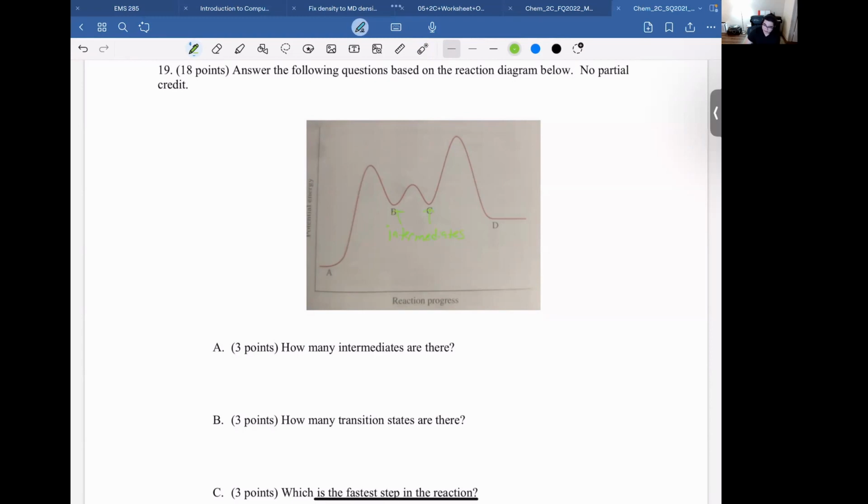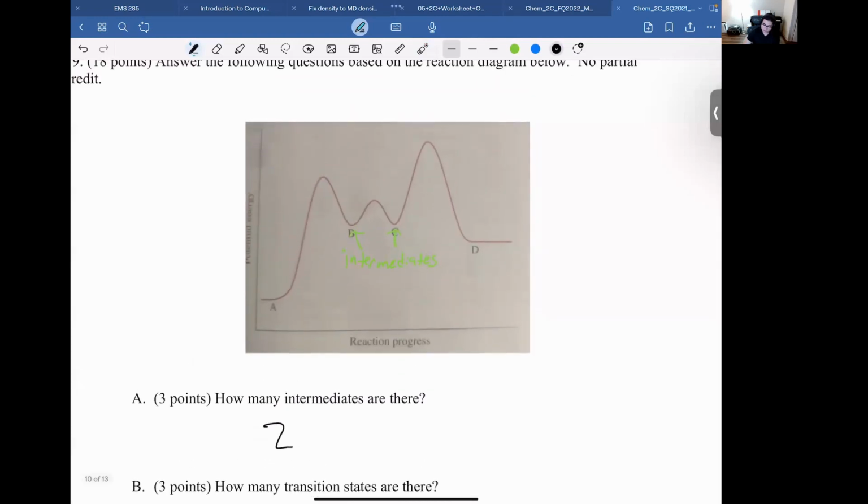So how many intermediates are there? There's 2. That's it. Next, it says how many transition states are there? This is how many hills there are. So there's 1, 2, 3, right?